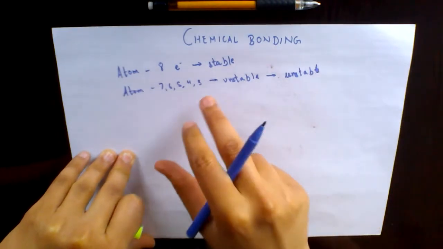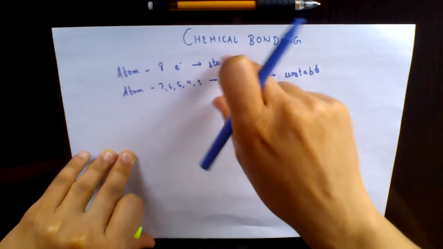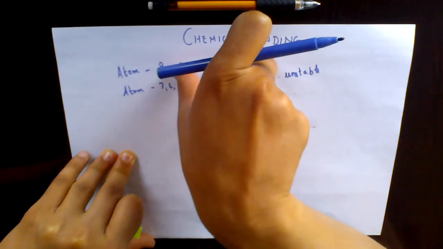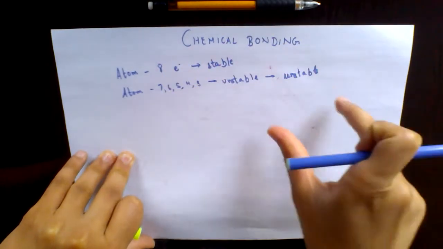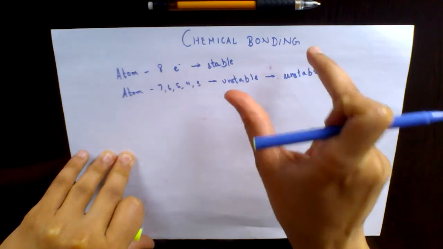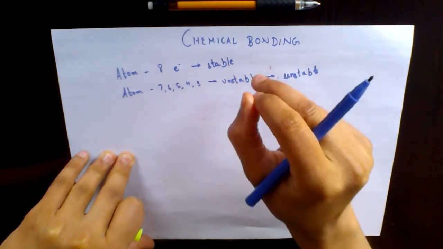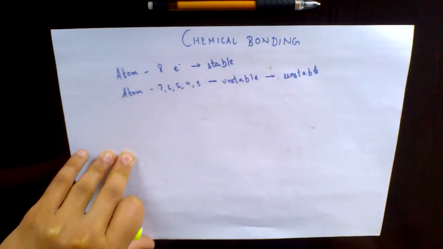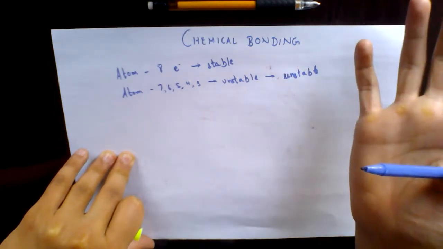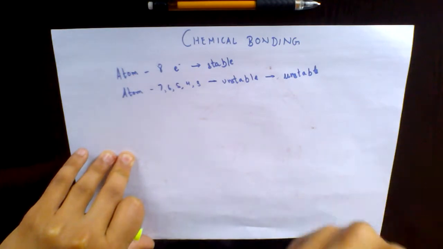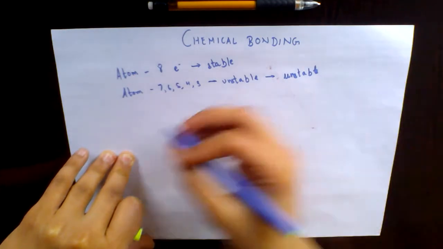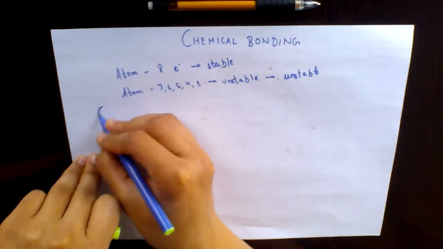In order to acquire the stable electronic configuration, this may be done by either sharing the pair of electrons or by complete transference of electrons. That is, it may completely gain the electrons from the other atom, or it may share with them, or completely lose them. So, what is a chemical bond defined as?